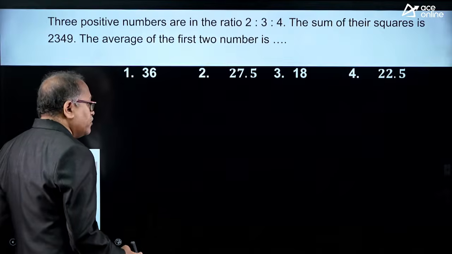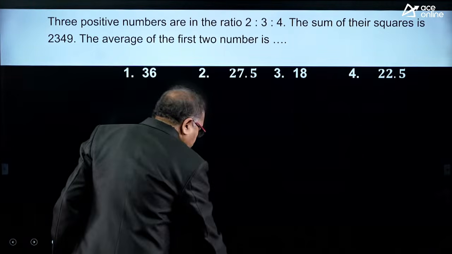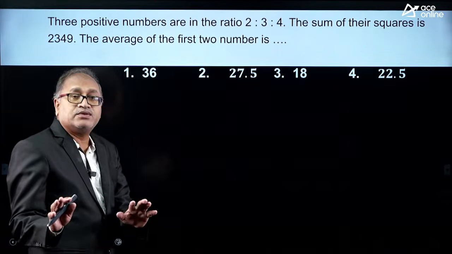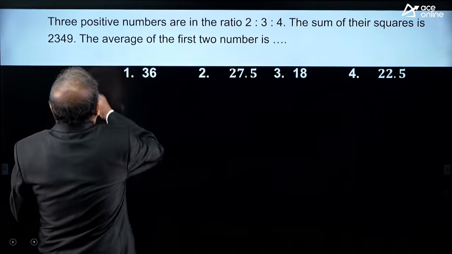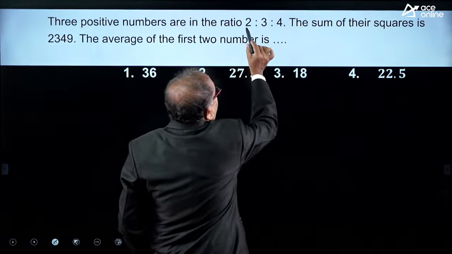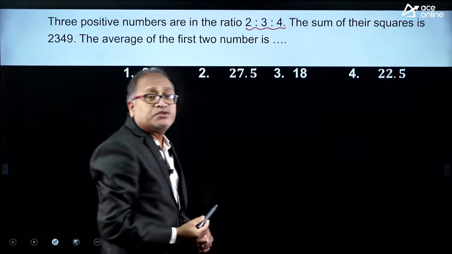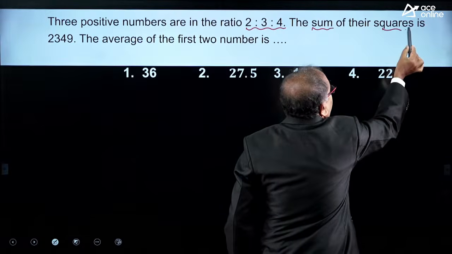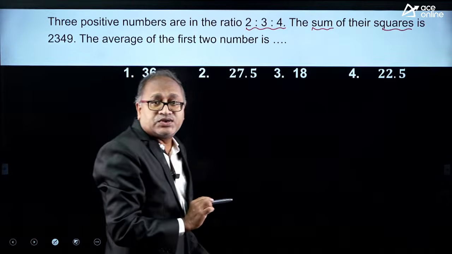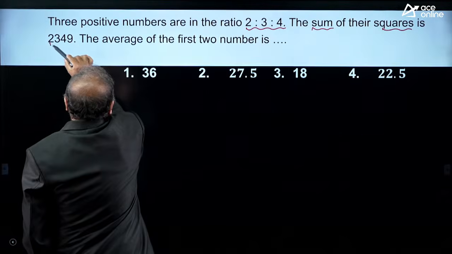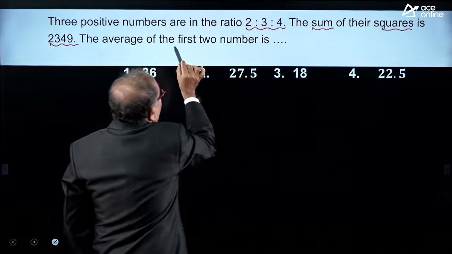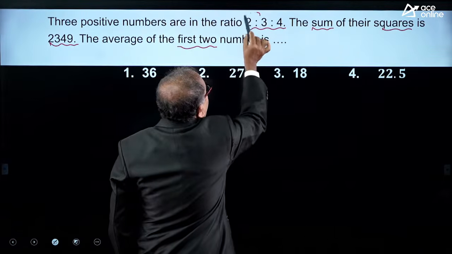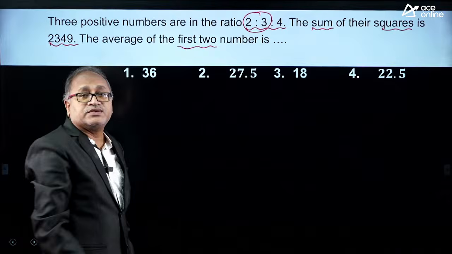What is this question all about? I will read the question and then give 30 seconds for you. The positive numbers are in the ratio of 2:3:4. Okay. The sum of their squares, even in the banking exam also you get this type of question. Sum of their squares is given to us. What is the average of the first two numbers? These first two numbers, average.